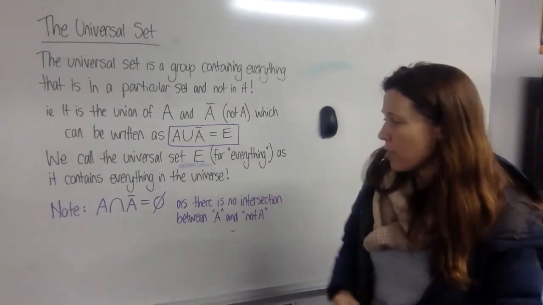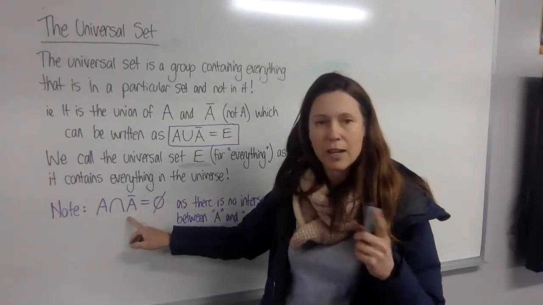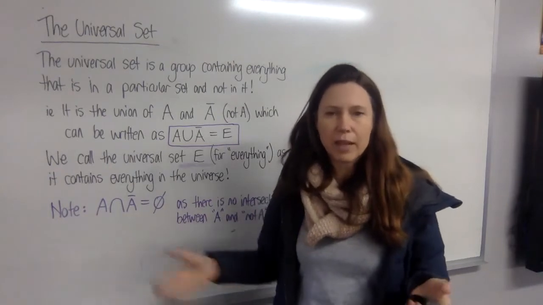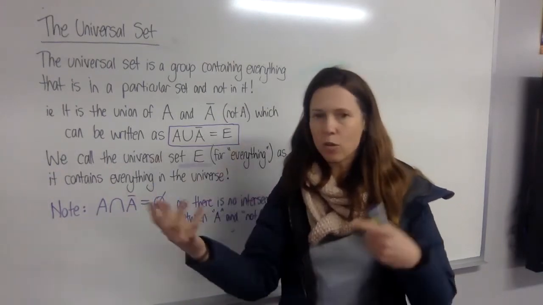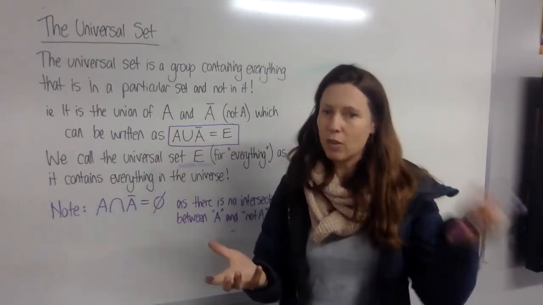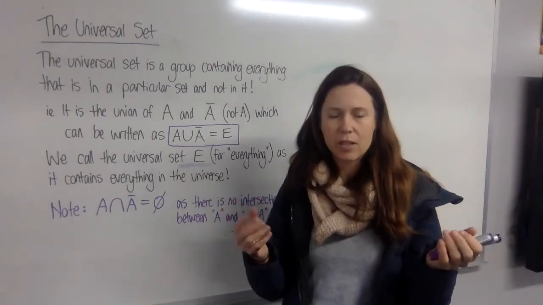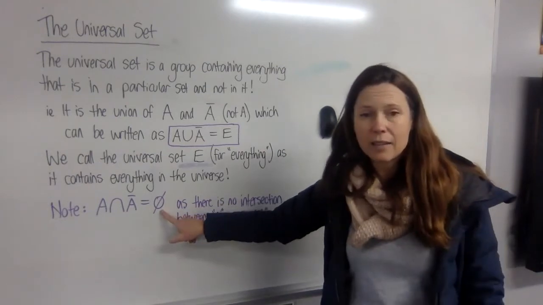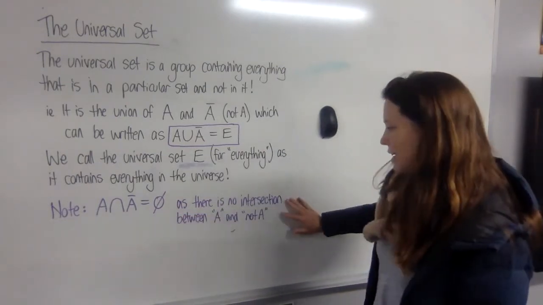Now, while we're on this, what would happen if you tried to look at an intersection of A and not A? Well, if you've got a black and white situation where everybody's either in or out, they are A or they're not A, then there is no intersection, is there? Those are two sets that don't have any crossover. And so what you're going to get is an empty set because there is no intersection.